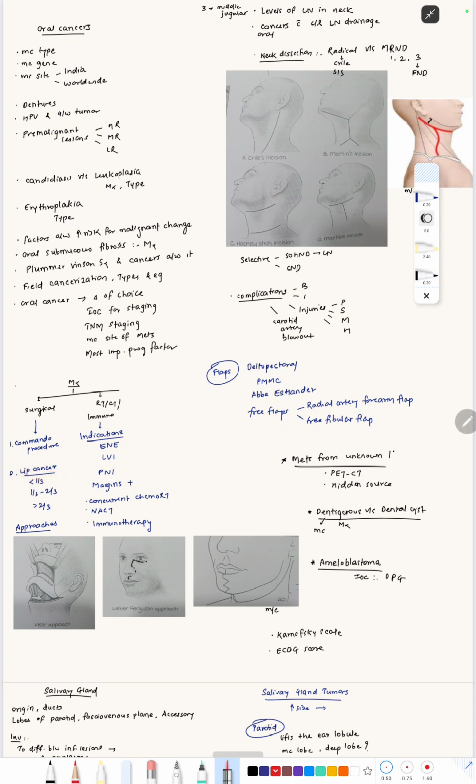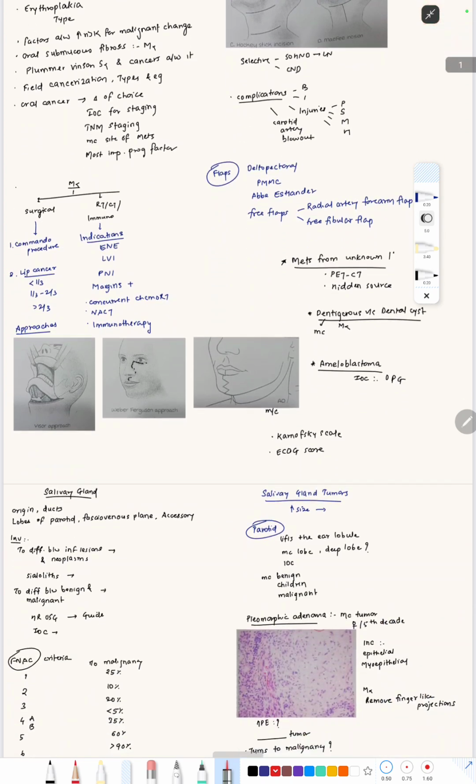Then if it's involving the lip, if it's involving less than 1/3 of the lip, then we go for wide local excision and primary closure. If it's involving 1/3 to 2/3 of the lip, then the procedure is called Johnson's step procedure. Then if it is involving more than 2/3 of the lip, then we go for flap reconstruction.